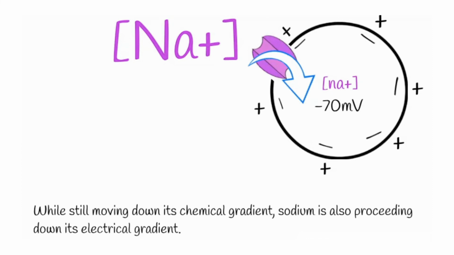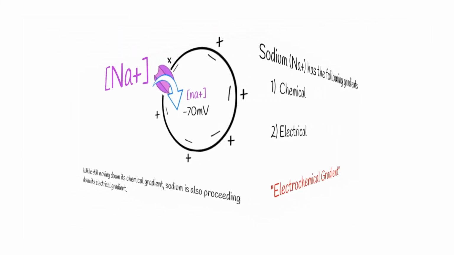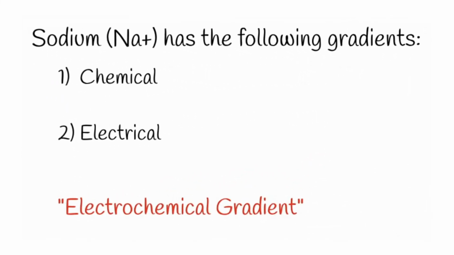The cation sodium is attracted to the negativity of the inside of the cell. So sodium is incentivized two ways to move into the cell: by its chemical gradient, moving from an area of high concentration to an area of lower concentration inside the cell, but also by its electrical gradient, the fact that it's positive and the interior of the cell is negative. And that is what we refer to, with sodium and with any other cation outside of cells, as an electrochemical gradient. It has two gradients favoring it to move into the cell. Electrical and chemical for sodium, an electrochemical gradient.